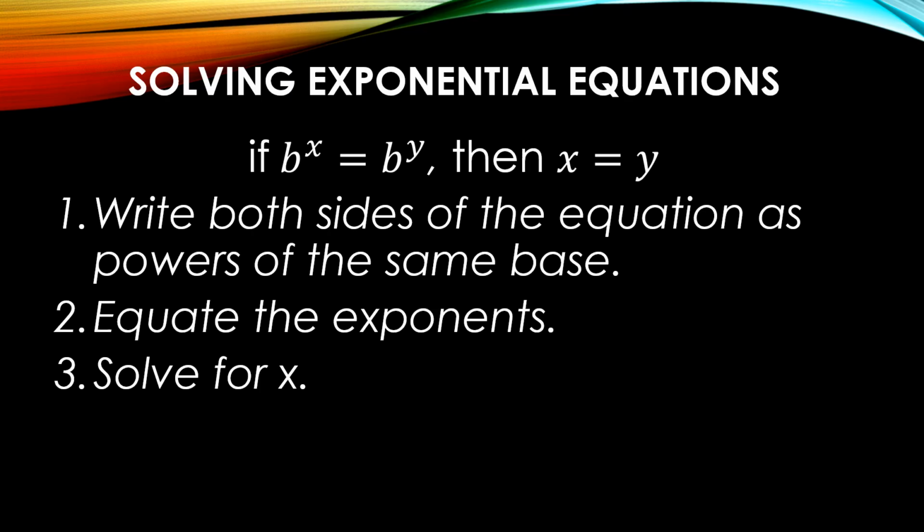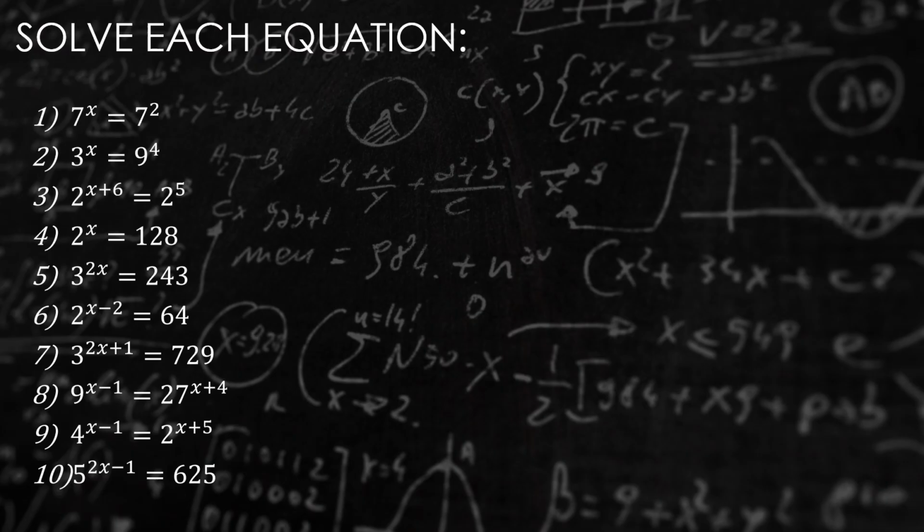Now let's proceed to solving exponential equations. So here are the steps that you're going to follow. If b raised to x is equal to b raised to y, then x is equal to y. For the first step, write both sides of the equation as powers of the same base. Number 2, equate the exponents if the bases are already the same. And number 3, solve for x.